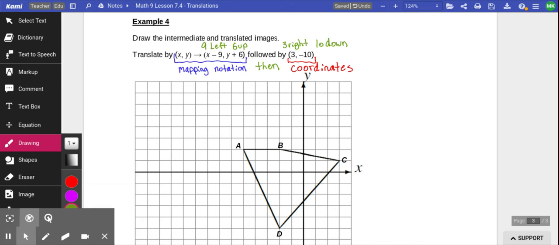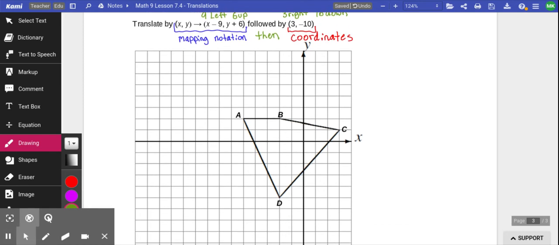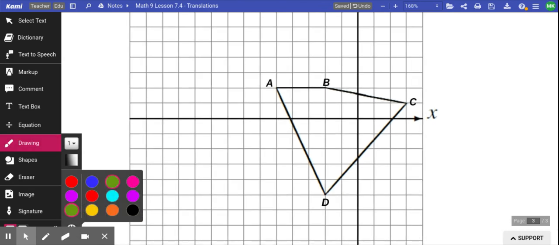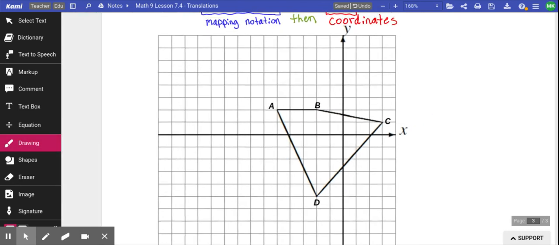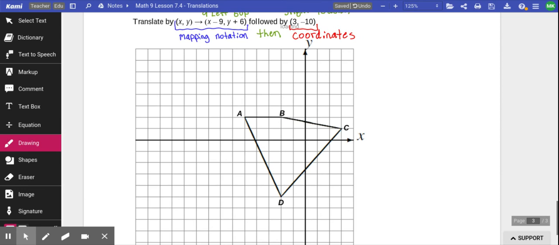Hopefully you paused and tried this. So I'm going to do it in 2 steps. Blue is going to be my mapping notation, so my first translation. Red will be my coordinate notation.